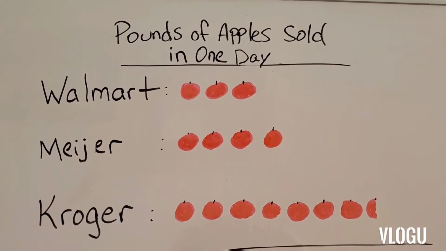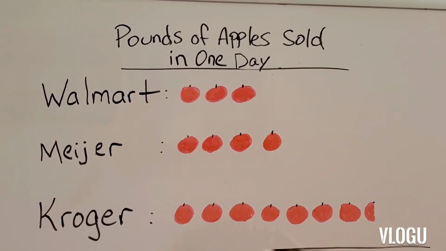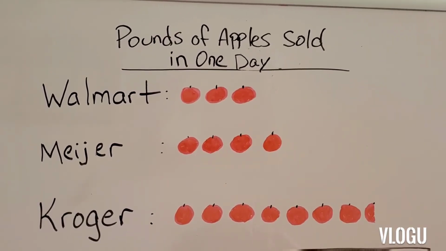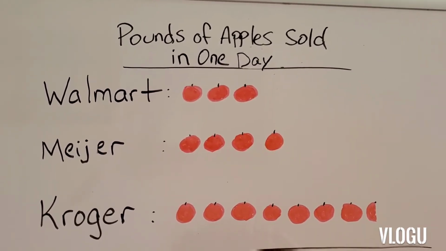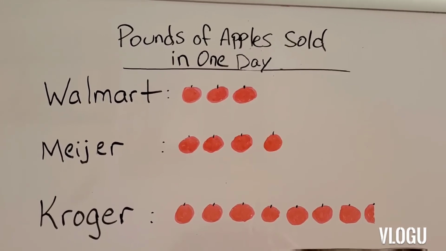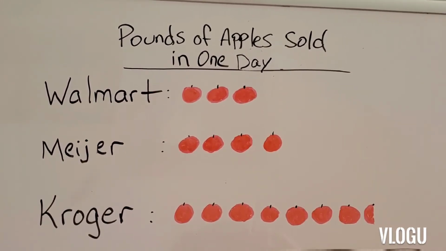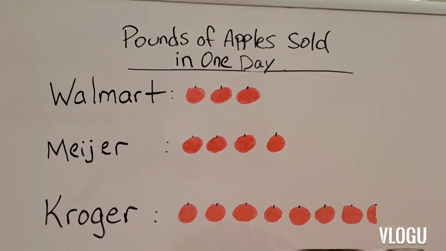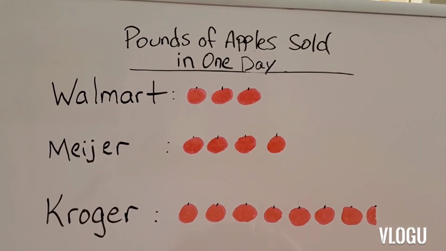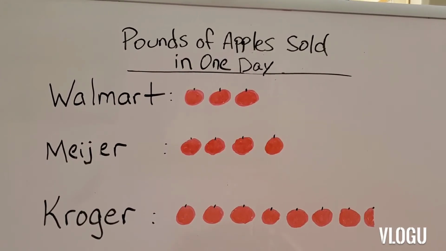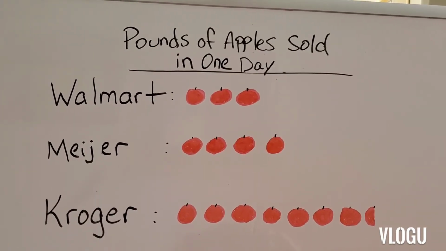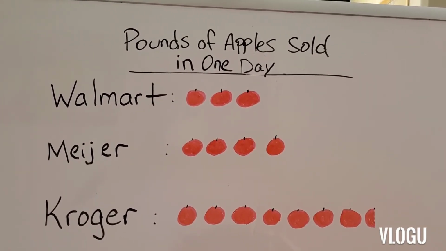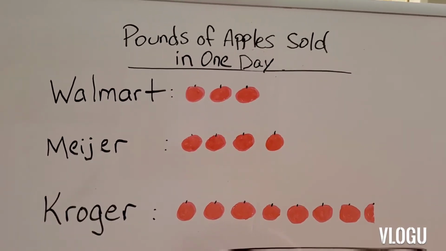This is an example of a pictograph. This particular graph has a title. The title is Pounds of Apples Sold in One Day. There are 3 stores listed, and there are some pictures, not very artistic, but you get the idea, of apples.